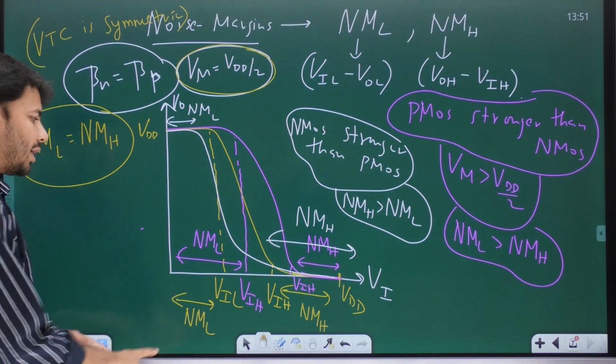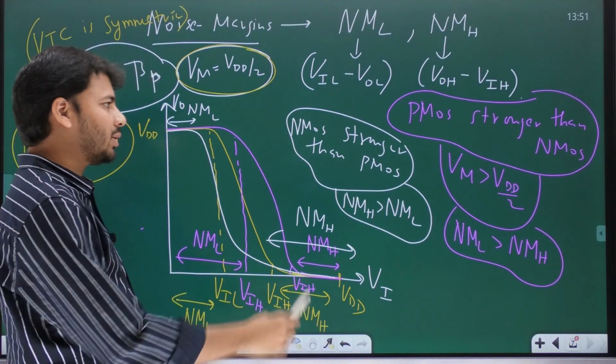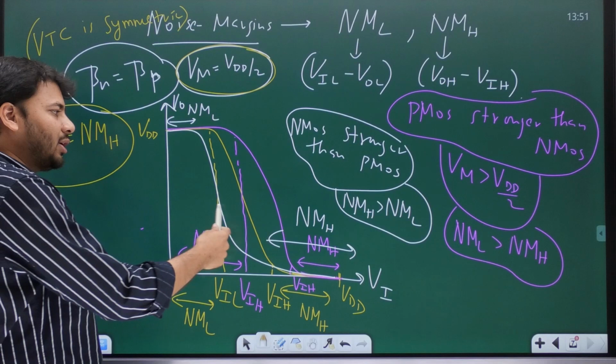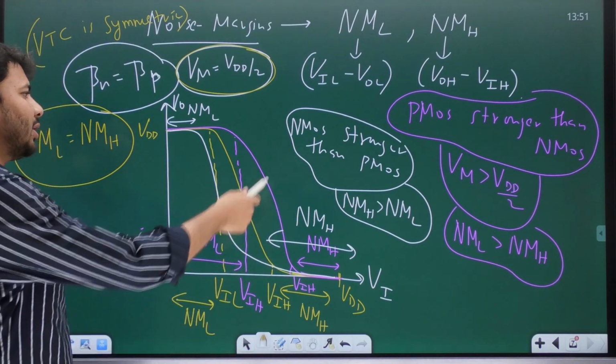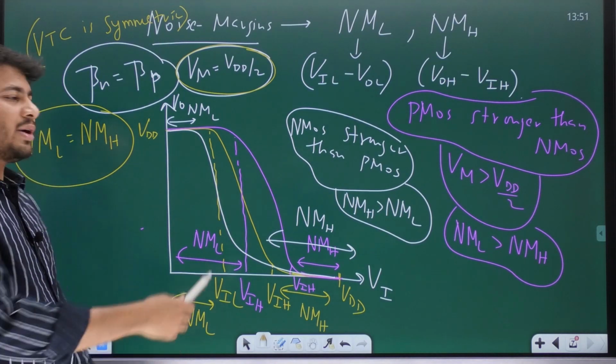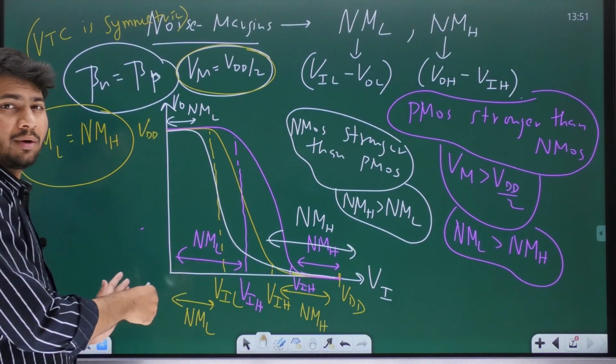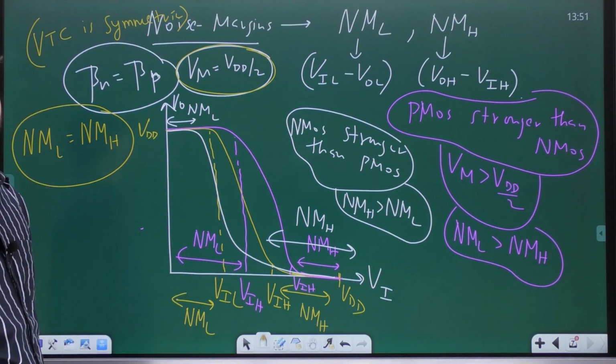So, when both are equally strong, NML equals NMH. PMOS stronger than NMOS, VTC will get shifted to the right, and NML becomes greater than NMH. NMOS stronger than PMOS, VTC will get shifted to the left, and NML will be less than NMH.